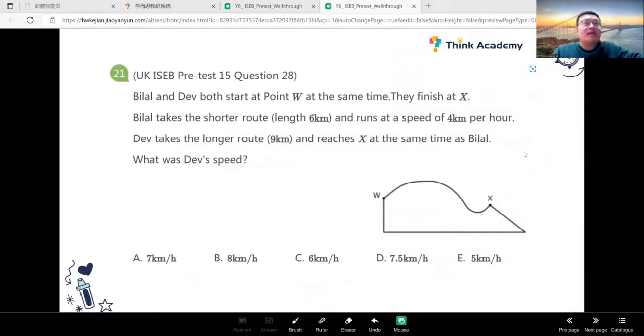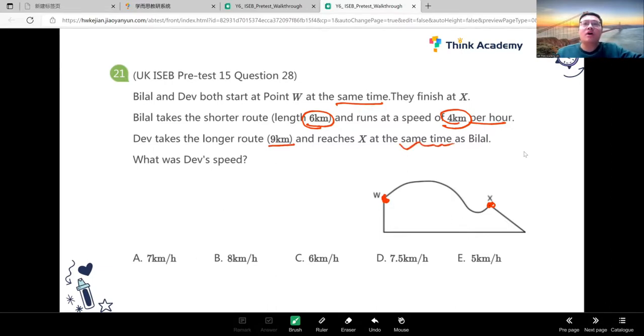You've got Billa and Def both starting at point W. Okay, both start from this point W at the same time, and they finish at X. Billa takes the shorter route, which measures 6 kilometers and runs at a speed of 4 kilometers per hour. Def takes the longer route, which is 9 kilometers, and reaches X at the same time.